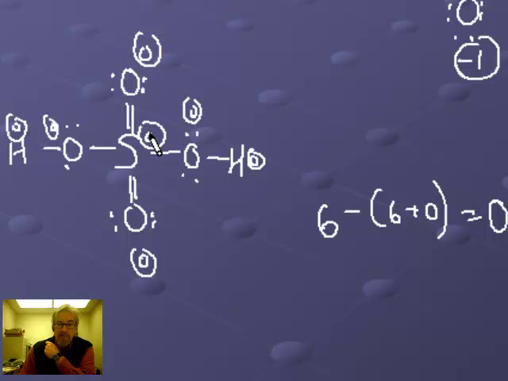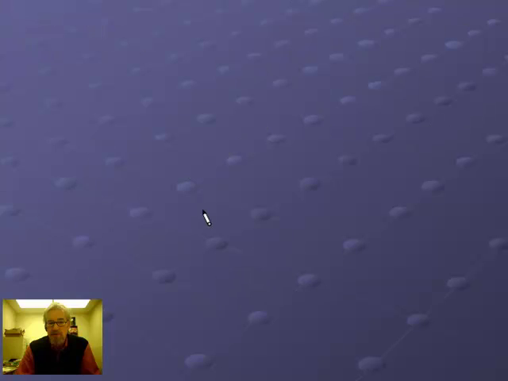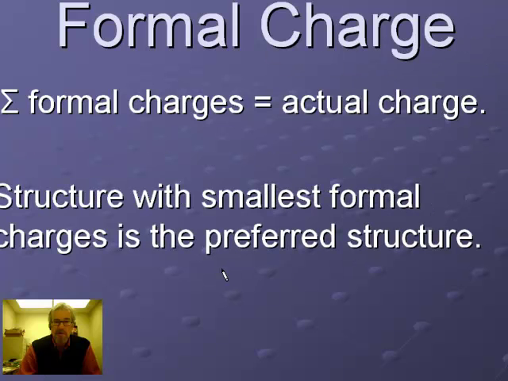Even though our Lewis structure drawing rules point us to that structure, this one is valid, and it's actually a better structure because the formal charges are lower. By lower, we don't mean more negative. We mean closer to 0. So if you can eliminate plus or minus formal charges and get them down to zeros, that's a better structure. So just to review, the sum of all the formal charges equals the actual charge on the species. And if you have 2 structures, the one with the smallest formal charges is the preferred structure.